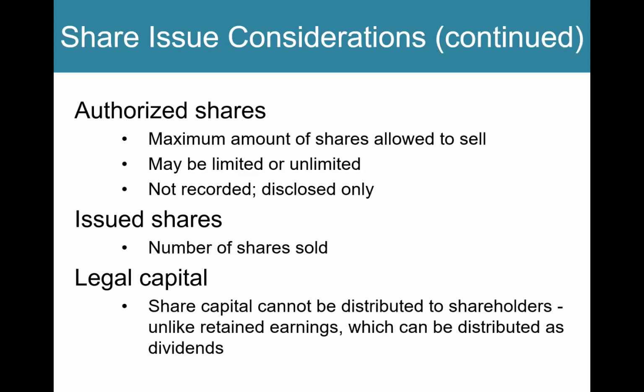There are some share issue considerations you need to be aware of. The number of authorized shares in a corporation are the number of shares the company is permitted or allowed to sell, and these can be limited or unlimited. These aren't recorded, this doesn't require a journal entry, but it does need to be disclosed. Then there are the number of shares that are issued, and these are the number of shares sold by the corporation. The legal capital of a company is the amount of capital that has been earned through the issue of shares, and share capital cannot be redistributed to other shareholders, unlike retained earnings, which can be distributed as dividends.